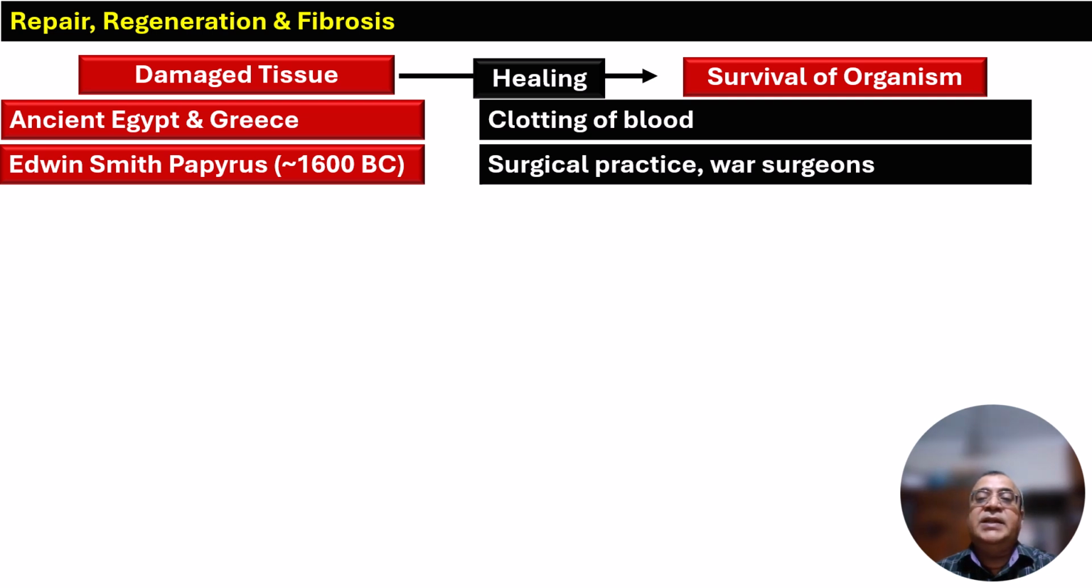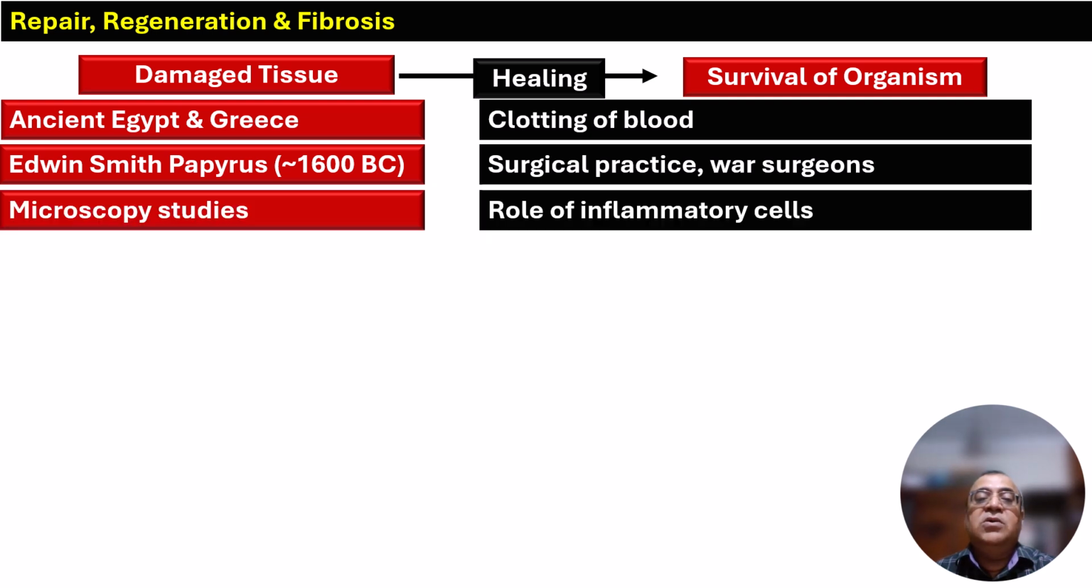In ancient Greece and Egypt, evidence of clotting of the blood was found in the literature, as stated in the Edwin Smith Papyrus in 1600 BC, and his writings and other evidence have references to wound healing and surgical practice in that era. It was also known that they deputed surgeons during war to manage the wounds.